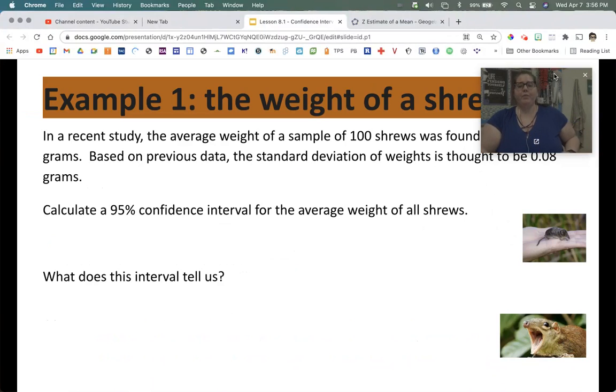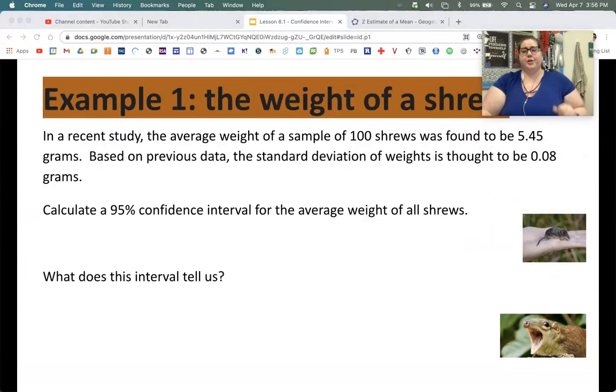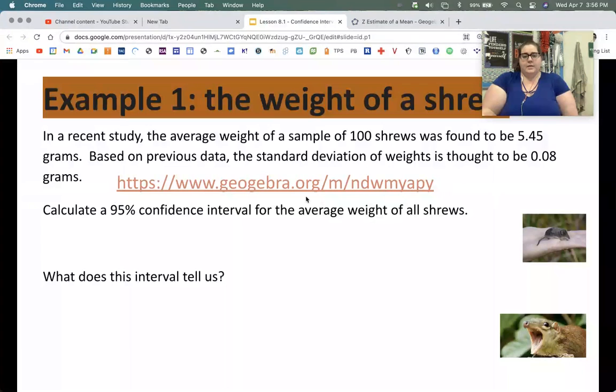So let's look at an example, and I'm going to show you how we use the website that we're going to use to calculate this confidence interval. So in a recent study, the average weight of a sample of 100 shrews was found to be 5.45 grams. Based on previous data, the standard deviation of weights is thought to be 0.08 grams. So we're going to need those two pieces of information because both of those will help us build a confidence interval. The website we're going to use is this one right here.